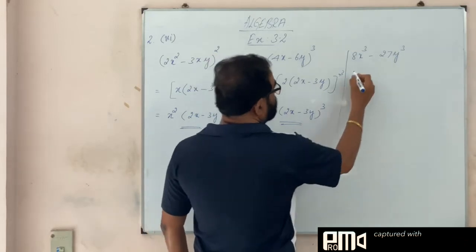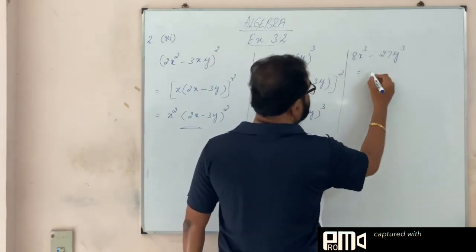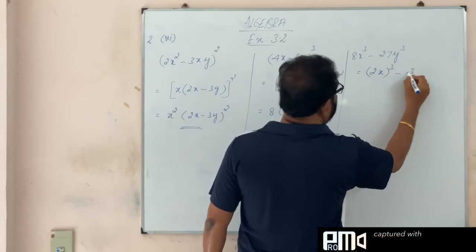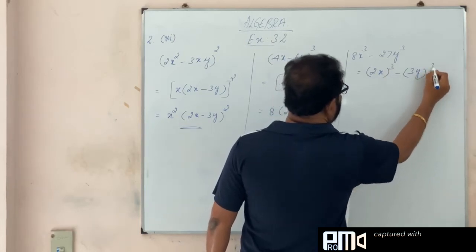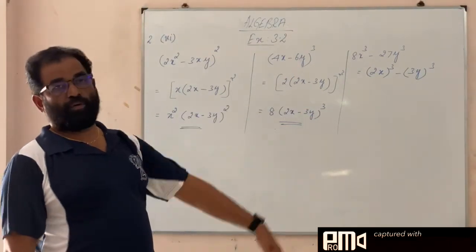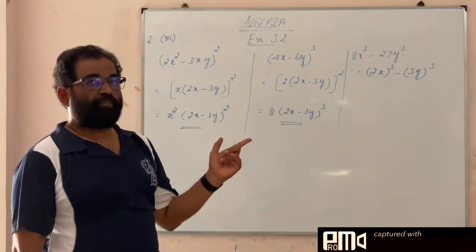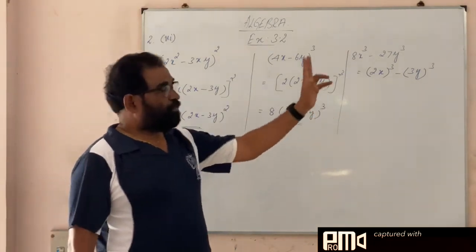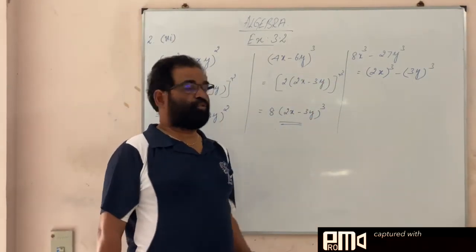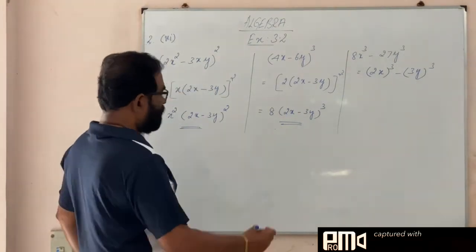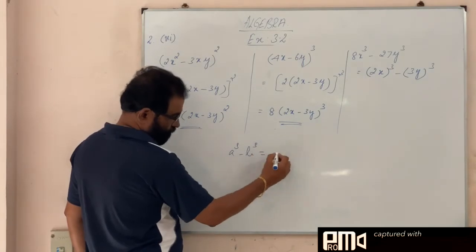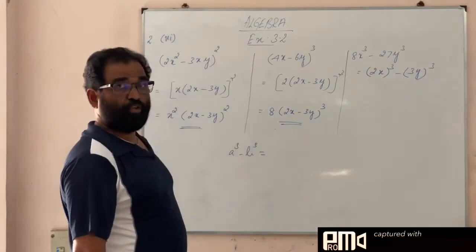Then come to this. We can write this in this form: 2x the whole cube minus 3y the whole cube. What is the form? Can you follow this? A cube minus b cube. What are the factors of a cube minus b cube? I will write here.